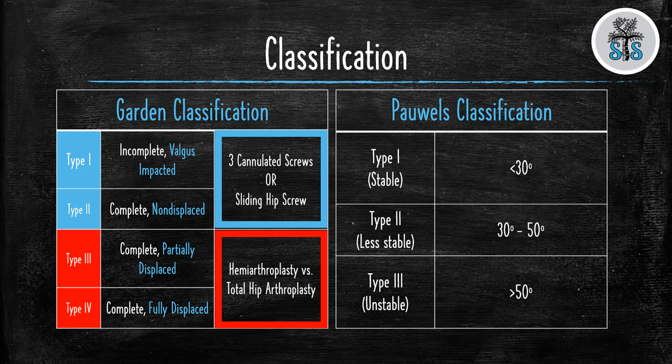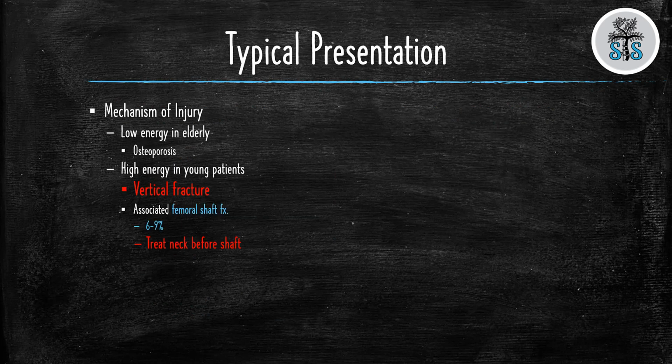so you have to replace. Typical presentation: low energy in the elderly population, usually associated with osteoporosis. If it's high energy, these are usually younger patients, and you'll see a vertical fracture pattern, so that Pauwels angle is going to be a little bit higher. And if you have a femoral shaft fracture, know that there's an association with a femoral neck fracture of 6 to 9%, and you're going to have to look for it. You're going to have to treat that neck before the shaft.